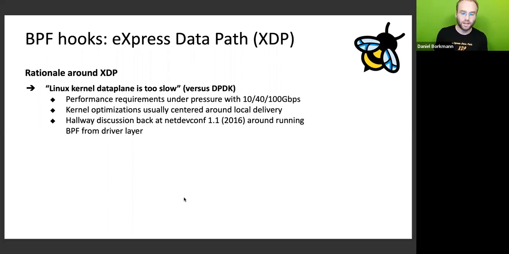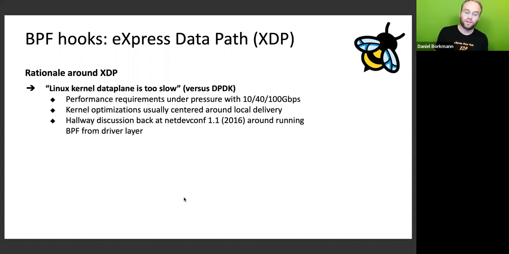I took XDP as one example, as there are many hooks, as I mentioned earlier. XDP is really about networking performance. Back in, I would say, 2015, 2016, DPDK was on the rise and really hyped. The general consensus was that the Linux kernel data plane is too slow. There are performance requirements with the 10, 40, 100 gigabit NICs coming up. Around the Linux kernel, there are optimizations done by the whole community, but they usually center around local delivery, local applications. But around routing, it's really hard to do, considering all the corner cases that the stack needs to handle.